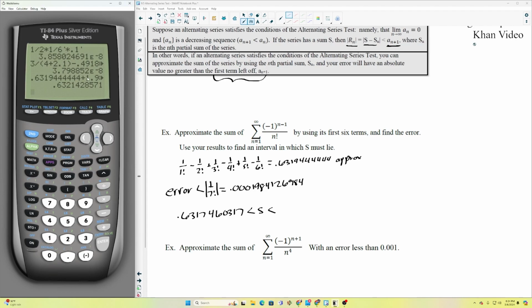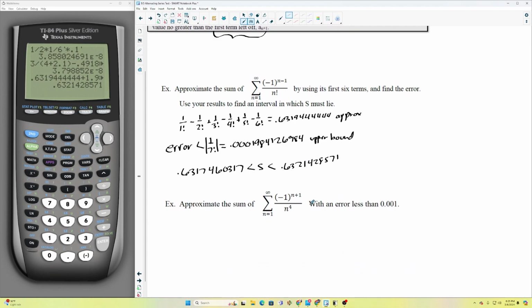So now when we add on the error, then we get 0.6321428571. Now this number right here, this is not called the upper bound. This is just the highest value that the actual answer could possibly be.